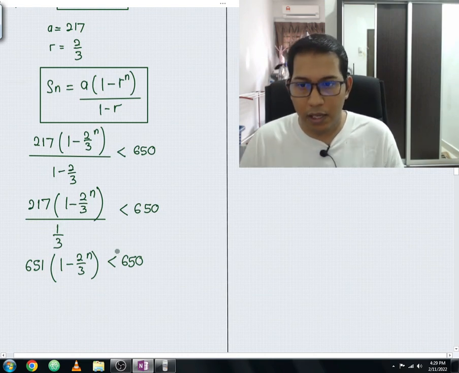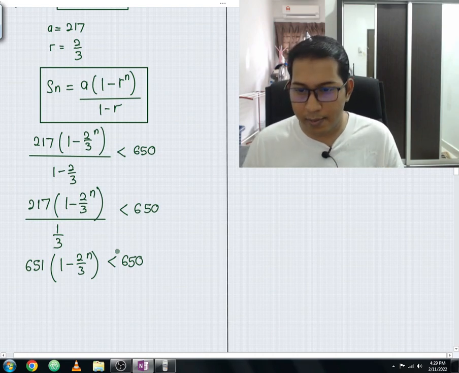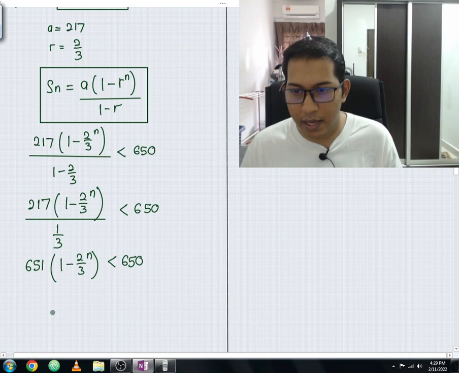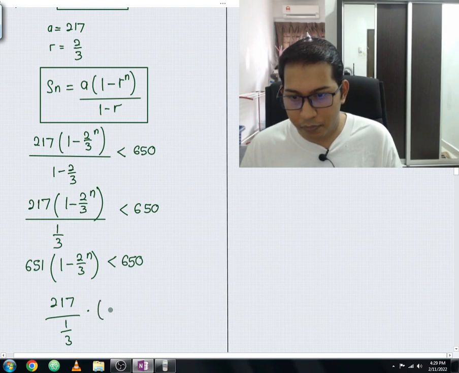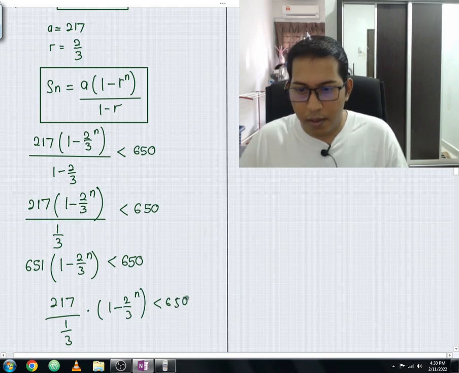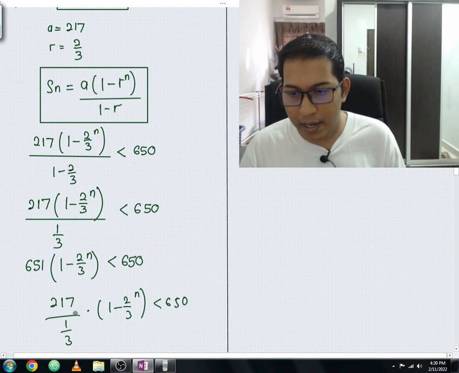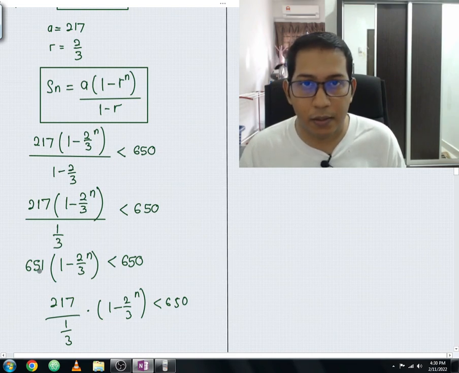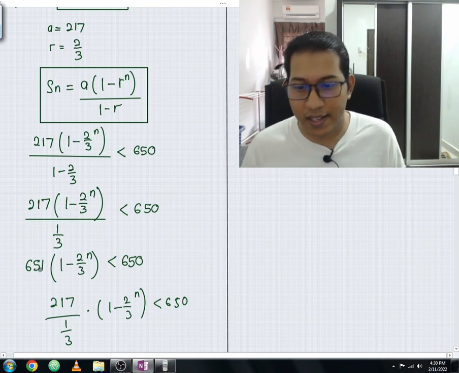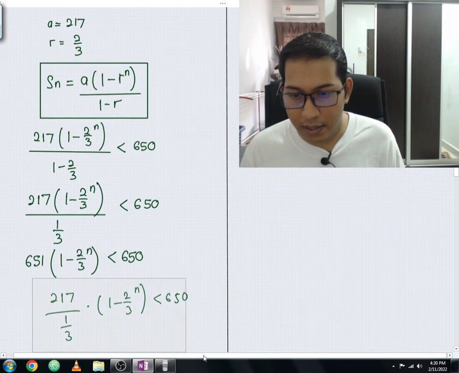If you still don't get it, let me show you a quick explanation. The process of getting this working is like this: 217 divided by 1 over 3 times 1 minus 2 over 3 to the power of n, less than 650. Basically I split this into 2, and I solve this separately, and that's how I get this 651. I hope you understand the explanation behind this. So let me just erase this.